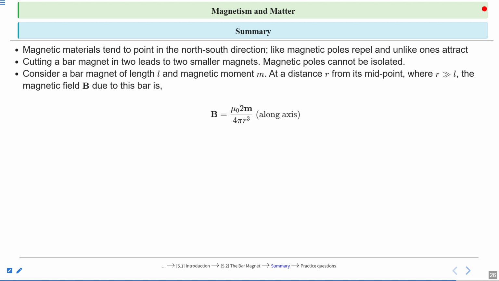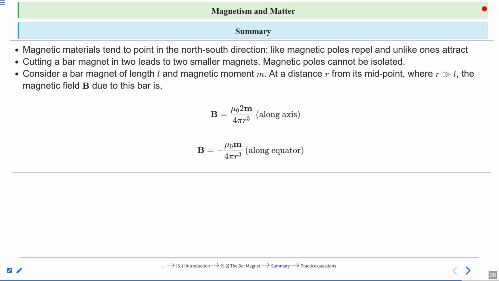Then the magnetic field B due to this bar magnet is given by B equal to mu naught by 4 pi, 2m upon r cube. This is along the axis, on the axial line, and the magnetic field on the equatorial line is minus mu naught m upon 4 pi r cube. So we have found the formula.